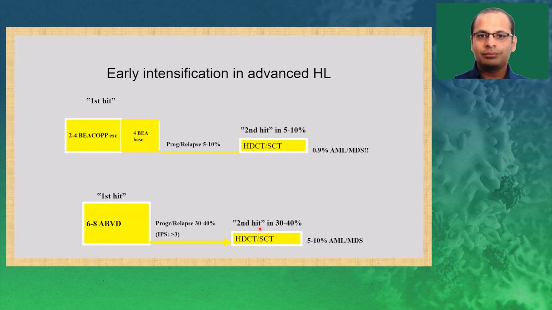Lastly, about advanced stage Hodgkin's. Secondary malignancies, that is AML, MDS, are seen in around 1% of the cases if you're doing proper early escalation to BEACOPP, followed by transplant in around 10% of the cases who relapse. But if you're giving ABVD, almost a third of the cases relapse, these will require transplant, and AML incidence increases to almost 5 to 10%.